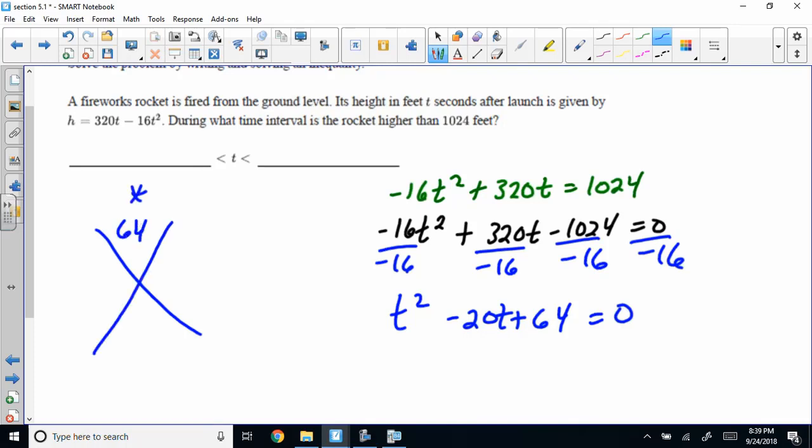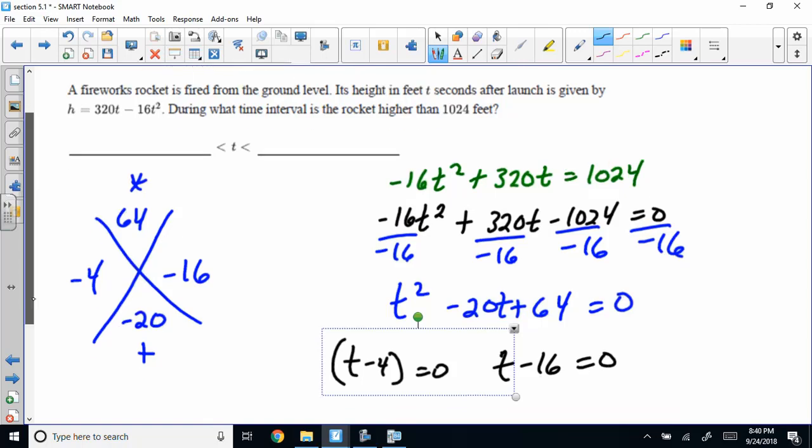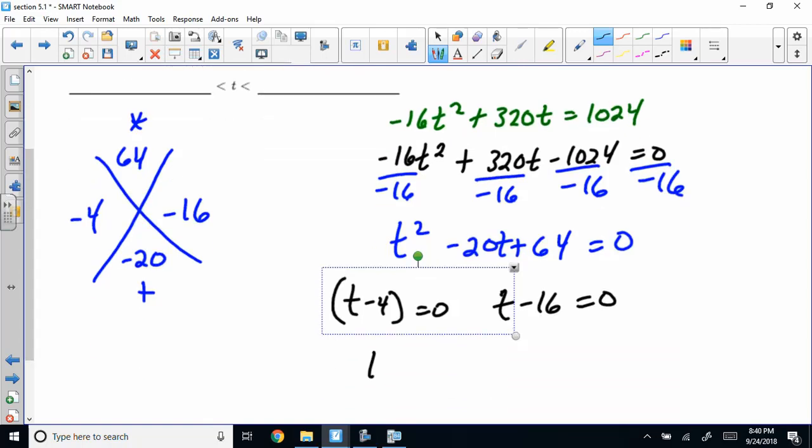That's awesome. So negative 4 and negative what? 16, right? Because those add together to give you negative 20, but they multiply to give you positive 64. So t minus 4 equals 0 and t minus 16 equals 0. So t equals 4 and t equals 16. So it has to be greater than 4 but less than 16. That's when it will cross 1024. It'll be higher than 1024 between 4 and 16.